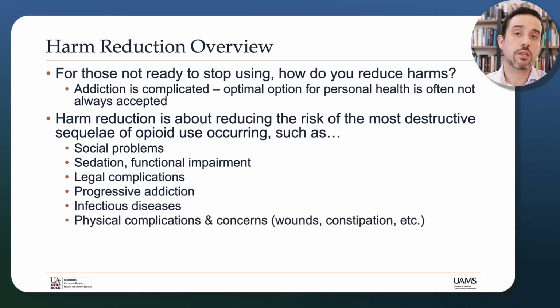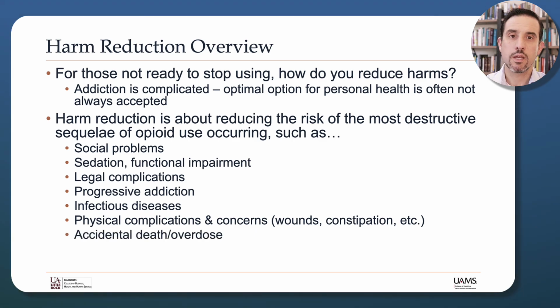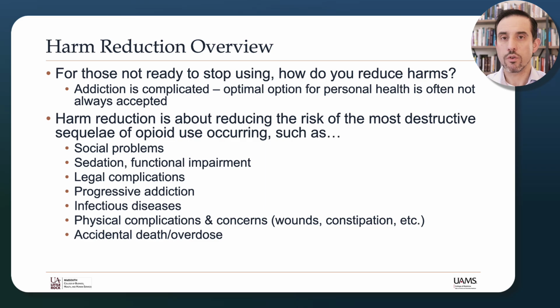Physical complications and concerns of opioid use, such as wounds that can emerge, again, particularly if you're injecting and it's been contaminated with xylazine or other substances, constipation just from opioid use generally, but other physical problems that come from use. And then, of course, accidental death and overdose, which we talk about quite a bit and for good reason. That would be a severe harm that is irreversible potentially. And then suicide also is linked to opioids.